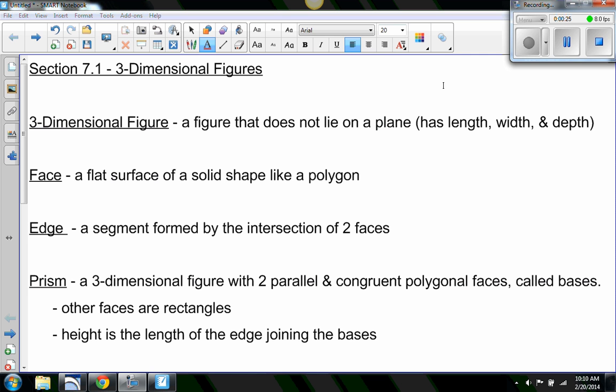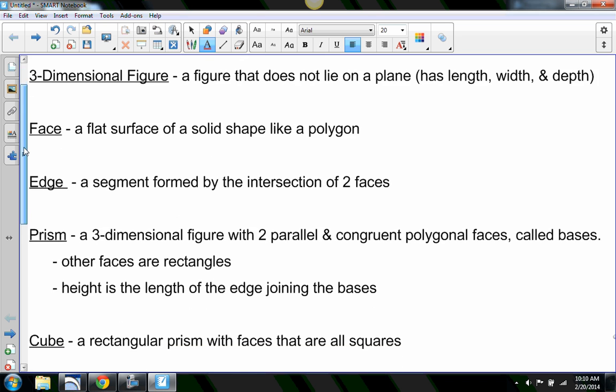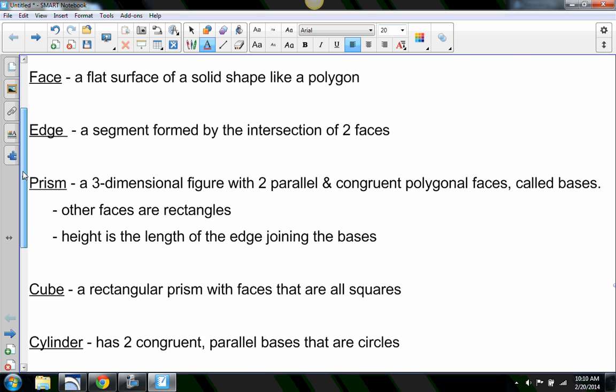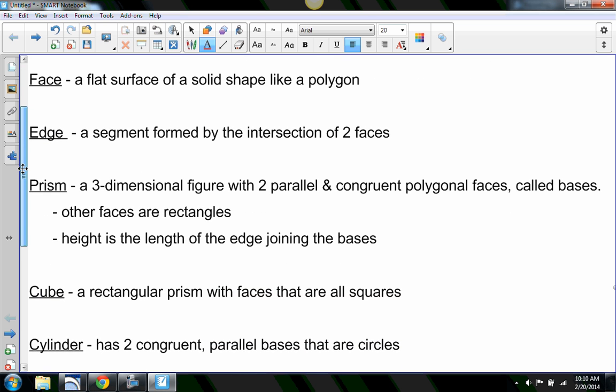A face could be any flat surface of a solid shape that looks like a polygon. I will show you an example of what I mean there. It's one of the flat sides of a 3D figure. An edge is a segment formed by the intersection of two faces. So like the edge of a box, the edge of your desk, right?